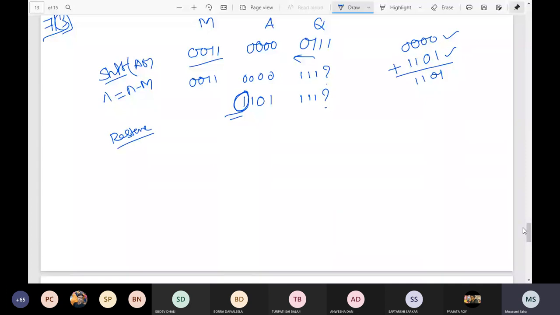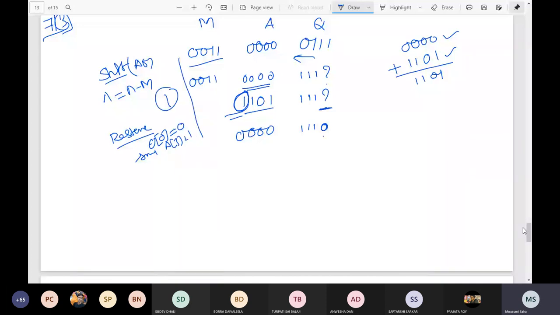If you do the restore operation, it means that whatever the value of A was before this operation, you keep that again here, that is 0 0. And you select the value of Q. This is a vacant position, so here the value should be 0. Whenever you have a negative result, at that moment Q0 is set to 0. So this is, you can say, the first iteration.